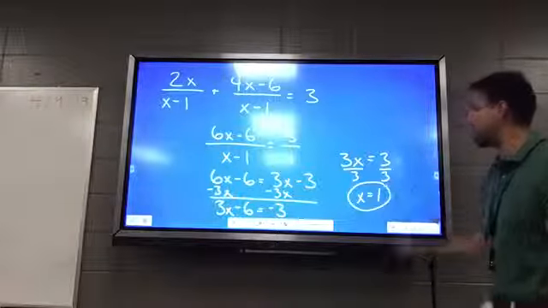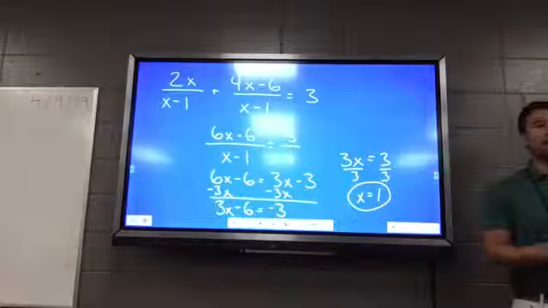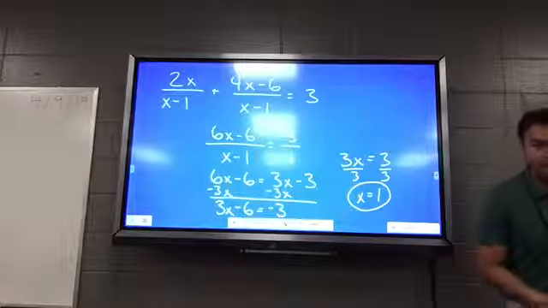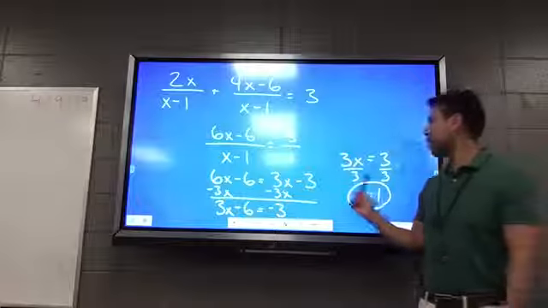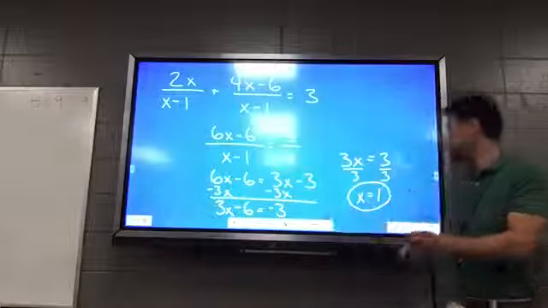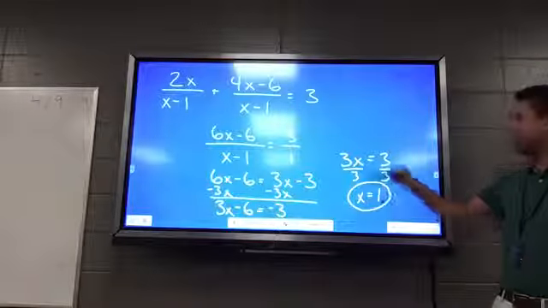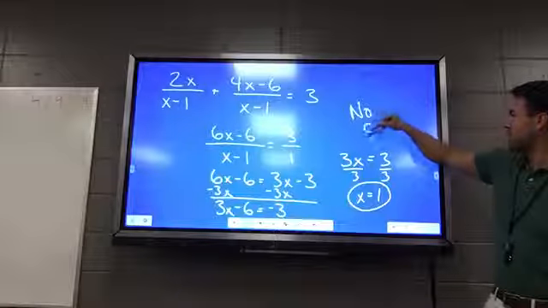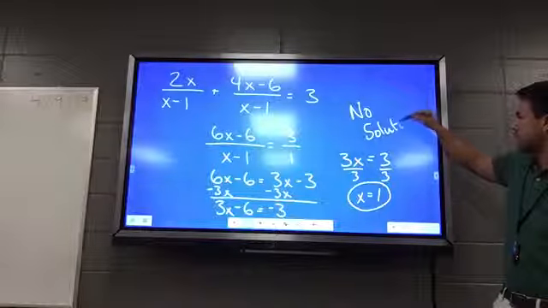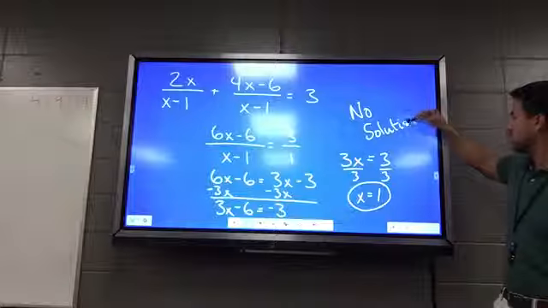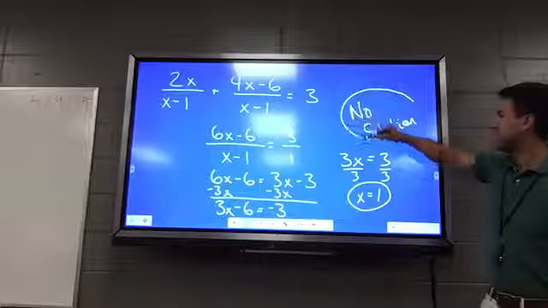Great! Except one big problem. 1 is an excluded value. Am I allowed to get 1 for x? No. This can't be the answer, so what do I put? No solution.